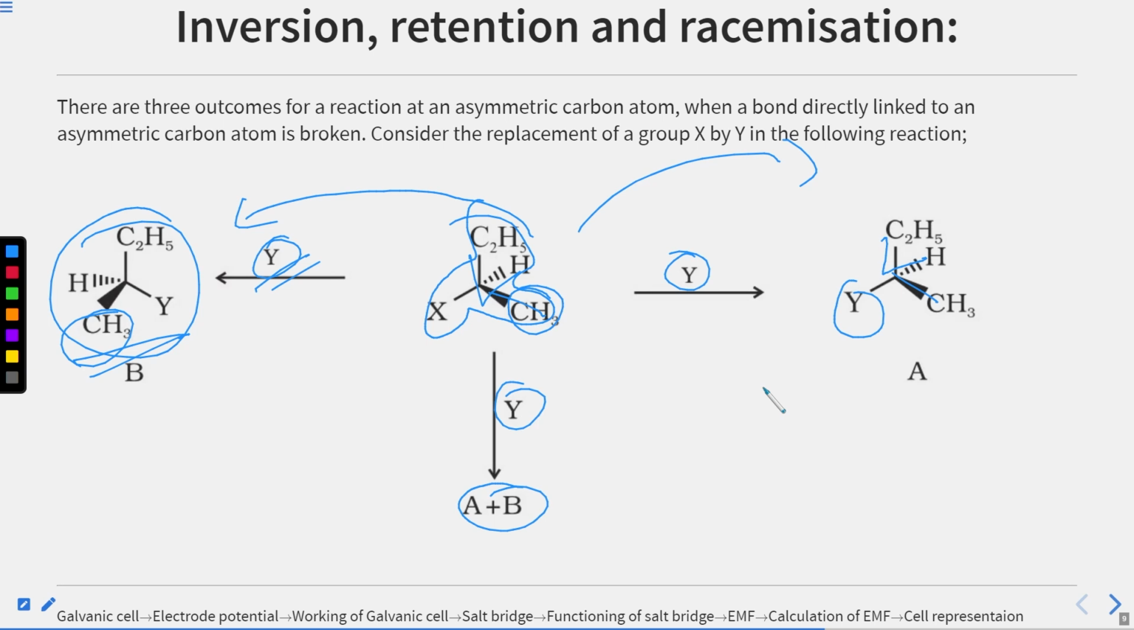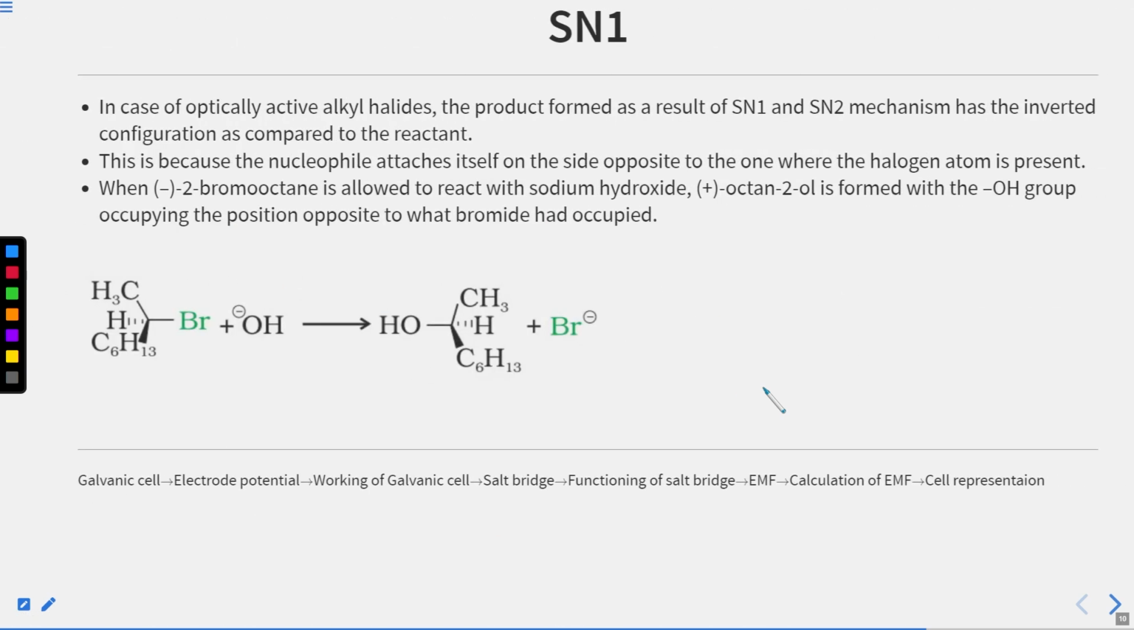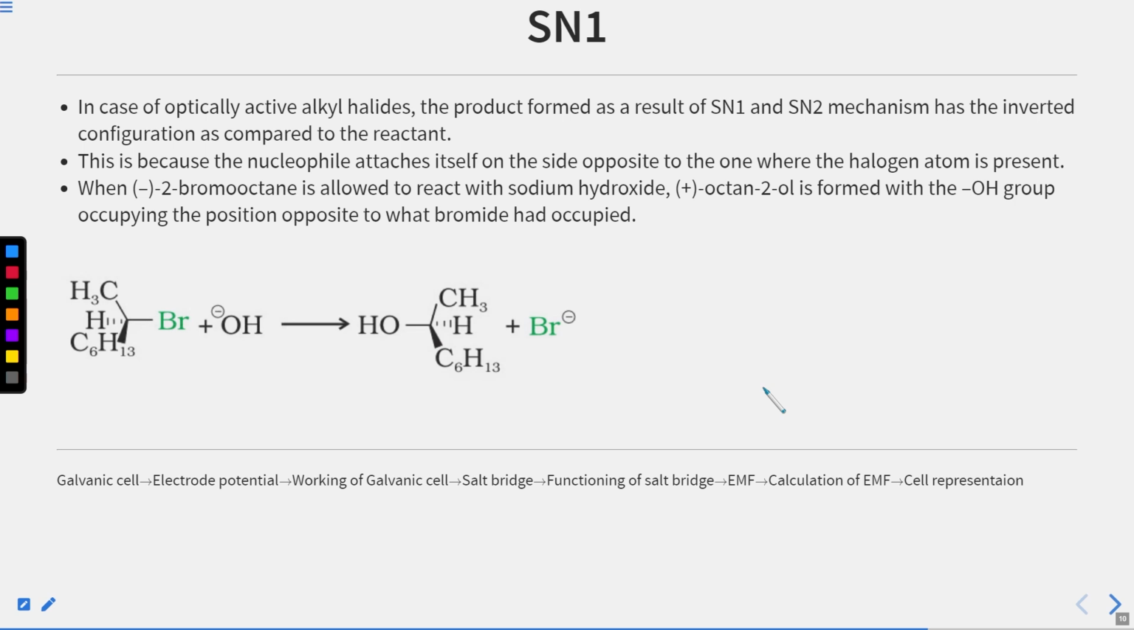If you are doing a reaction and getting these products, you can predict from the product whether it is SN1 or SN2. Let us see some examples. First, suppose we take an active alkyl halide, and the product formed is also an active alkyl halide. To check whether it is SN1 or SN2, you can just see the product. Suppose this is our reaction, and OH minus is attacking here. You can see there is a kind of inversion of this compound.